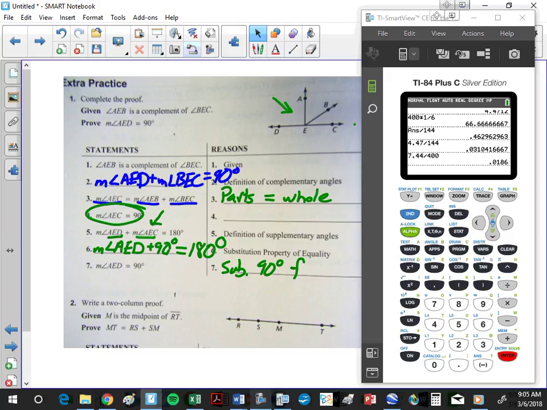All right. What I would like you to do is number 2 and number 3. So on your own, try to do number 2 and number 3, and we will talk about them tomorrow. Okay, because we have an assembly at 9:22. Now, 2 and 3 you don't have any help. You need to come up with your statements and your reasons all on your own. Okay? All right, get to work.